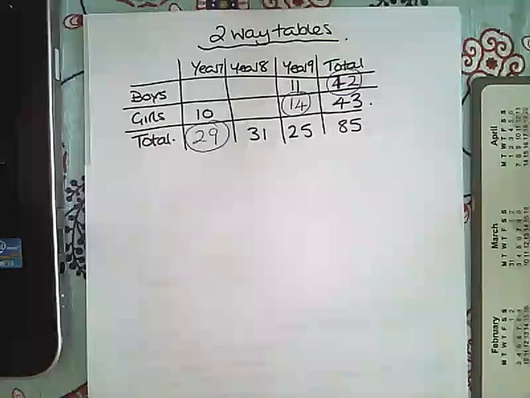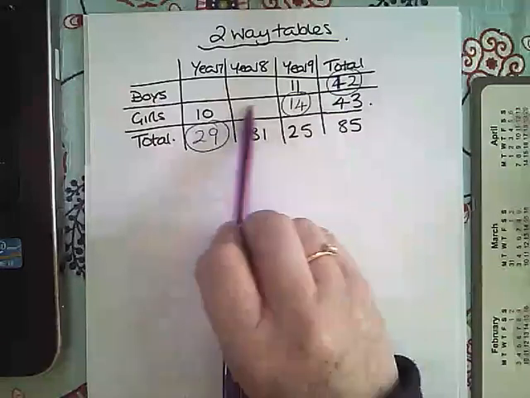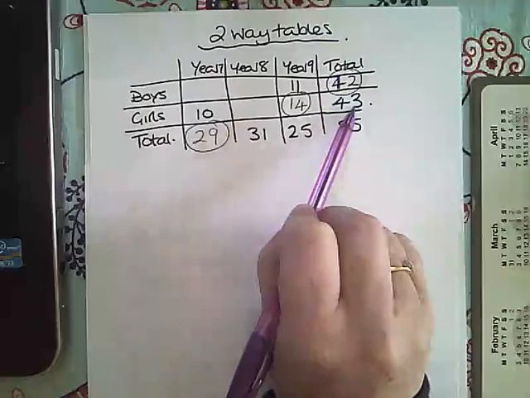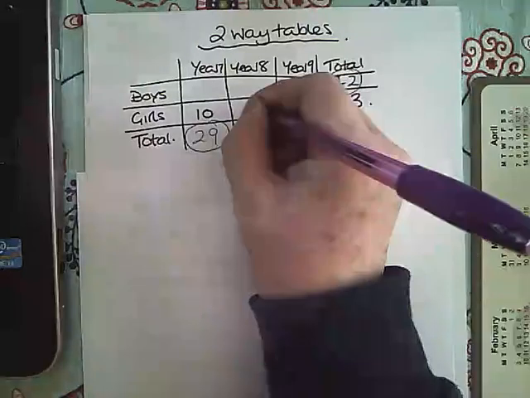I can then fill in this gap because I've got all of the information I need here. 43 take away 14, take away another 10, leaves 19 students here.